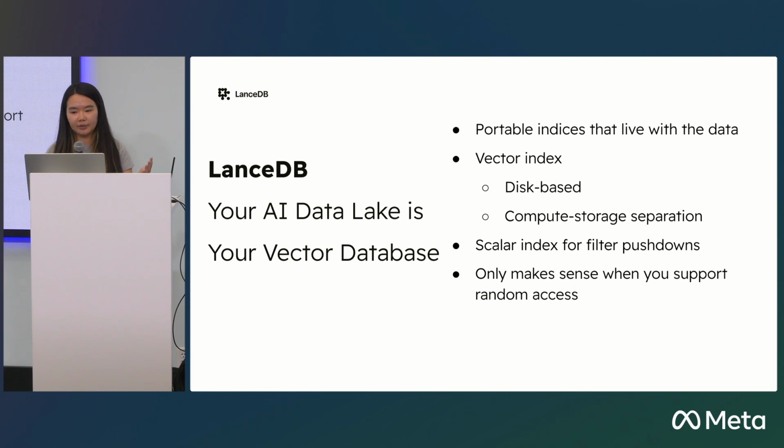You can scale the compute up or down, even to 0, when you have more or fewer queries. And we also have a scalar index for filter pushdown. I think Beinan can talk more about this later. So with the scalar index, all the Presto and Spark workloads can do efficient filter pushdown.